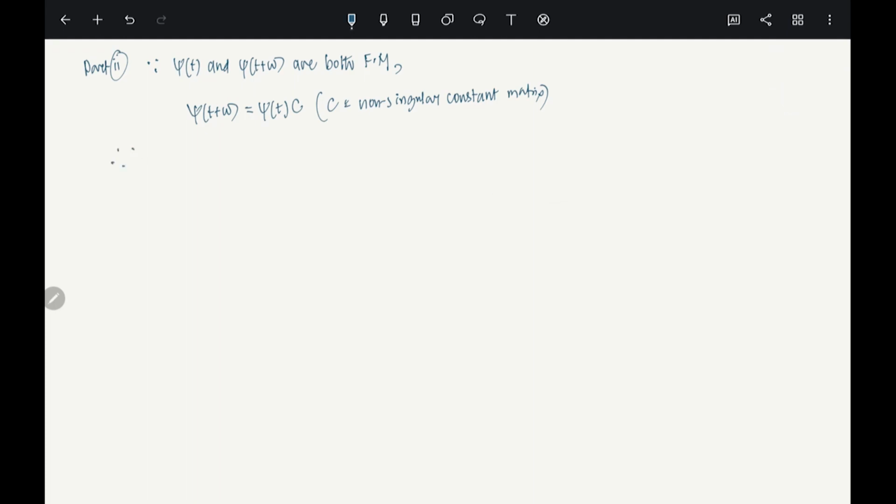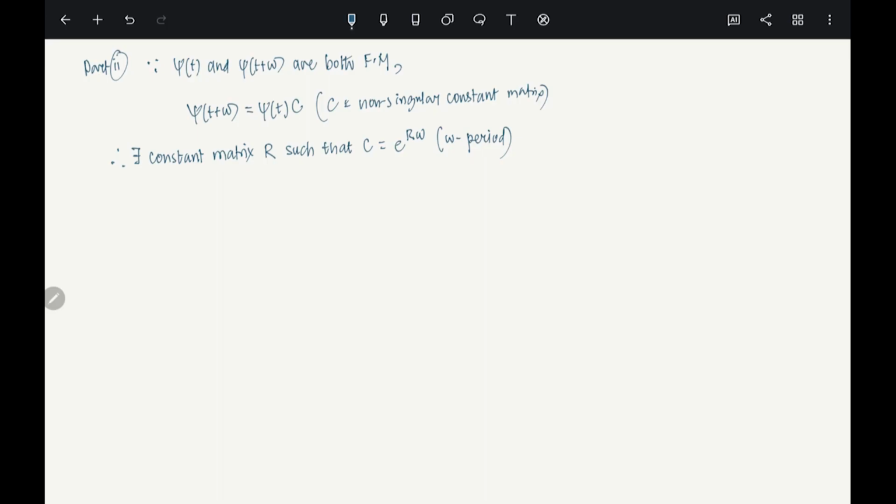Then there exists a constant matrix R such that, since C is non-singular, C can be written as e power RW. What is W? W is the period. C is a constant matrix, so we can write it as an exponential of RW. This can always be done. If you are not convinced, please do it yourself. Probably I am going to put it as a part of the assignment. So that is there. Clear.